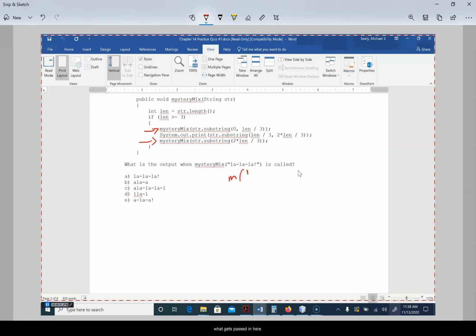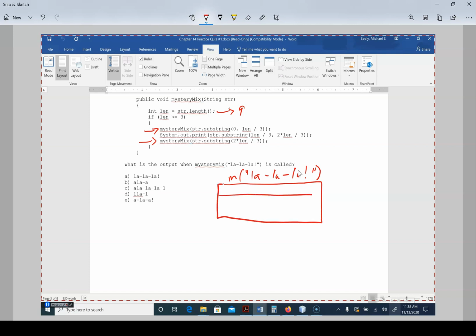What gets passed in here? We got law, space, law, space, law, exclamation point. Okay, that's what gets passed in. Then when that gets passed in, what's the length? It's 1, 2, 3, 4, 5, 6, 7, 8, 9. So the length is 9. It is greater than 3. So then what we need to do is these three things here, which is where I'll draw my boxes, or tables, whatever you want to call it.